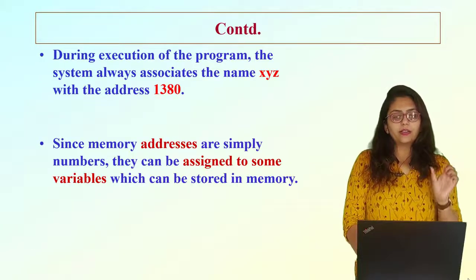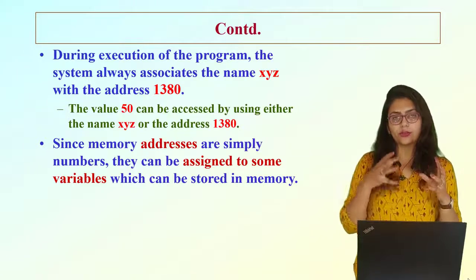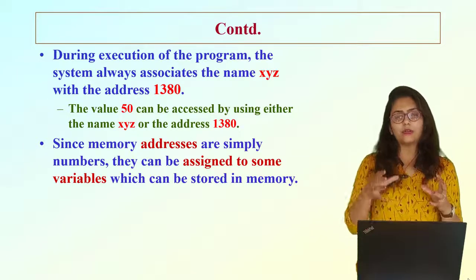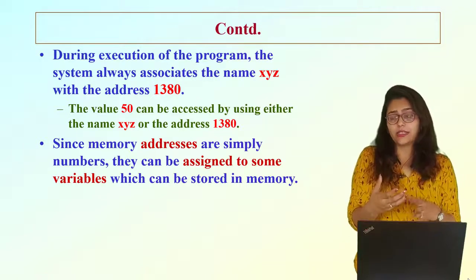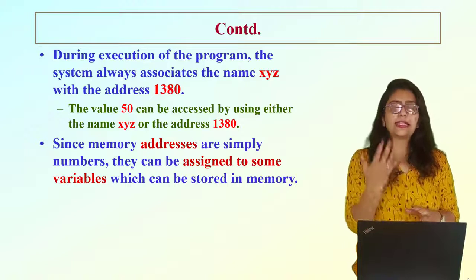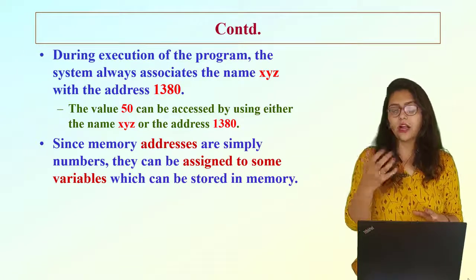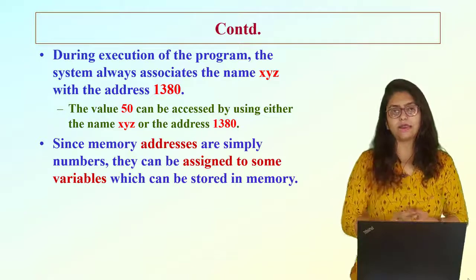Now pointers are, so here during execution of the program, the system always associates the name xyz with the address 1380. The value 50 can be accessed by using xyz. So you can say the user accesses xyz, or you can say access memory location 1380, right? In both of these cases, you can access the value 50.